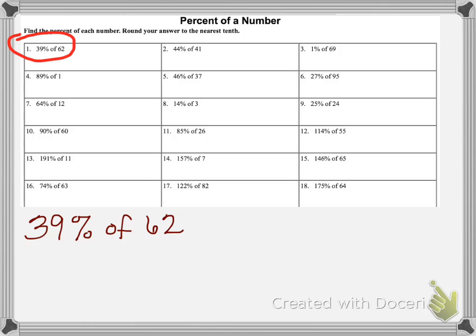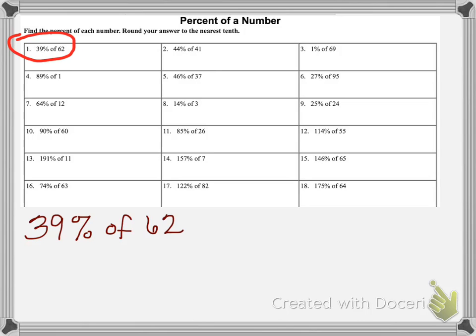So the first thing you want to think about is what your answer should look like. 39% is close to 50%. 50% of 62 means about half of 62, which is 31. So that means that my final answer should be somewhere around the number 31. Okay? So let's do the math and then figure out if my calculations are accurate.